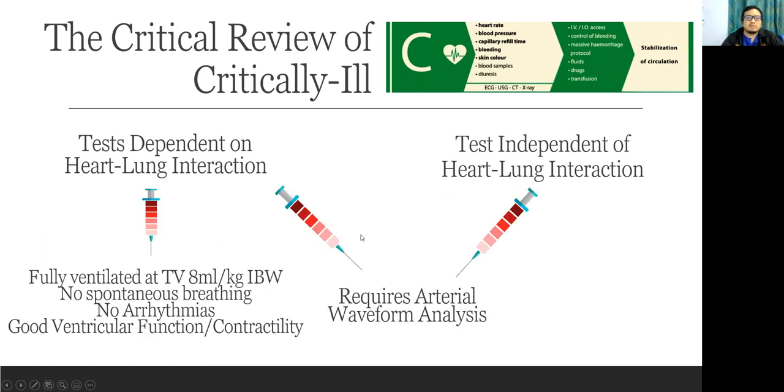One of the most popular is the passive leg raising test, which is independent of the heart-lung interaction. That means you can do it in a patient with spontaneous breathing, having some arrhythmias. Probably we would like it to be no arrhythmia. Okay, so the patient doesn't have to be ventilated or intubated. Okay.